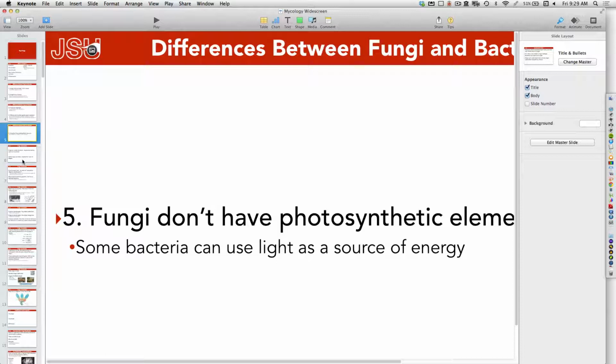So, are fungi motile or non-motile? None, but what's the exception? Which fungus can have a motility phase as part of its life cycle? Chytrids.